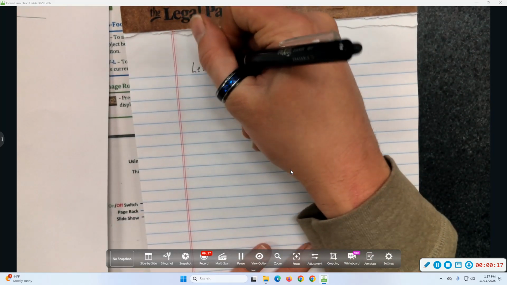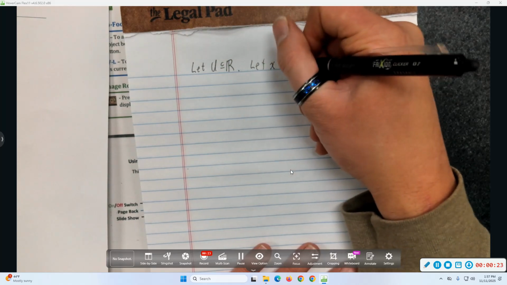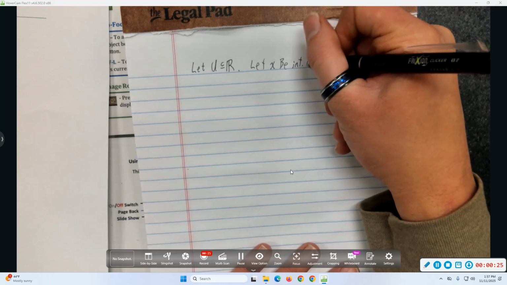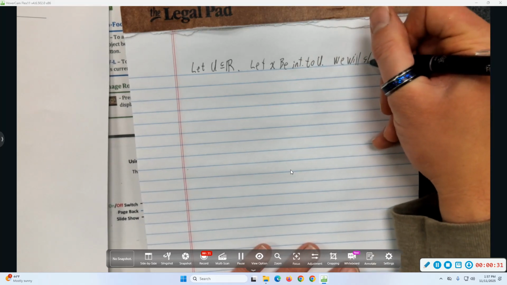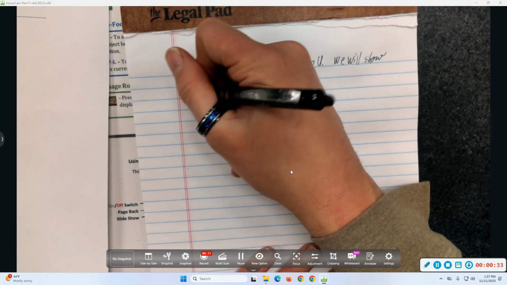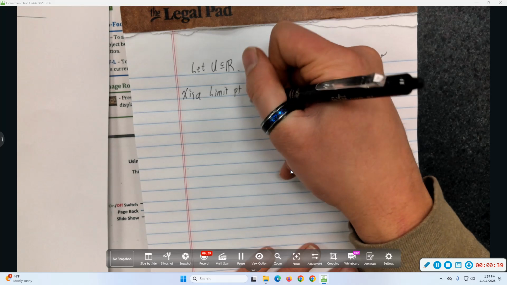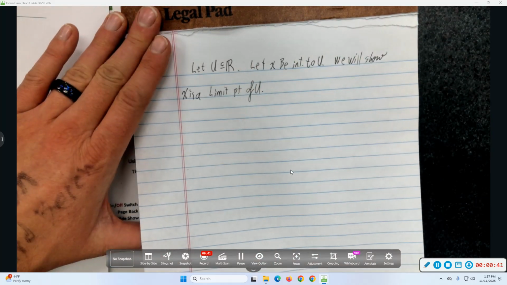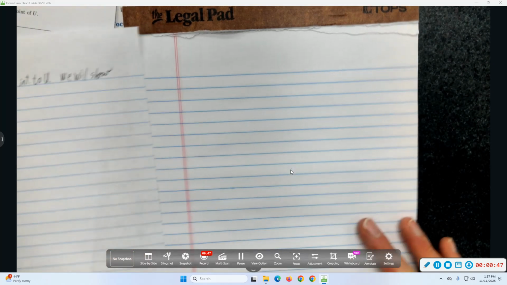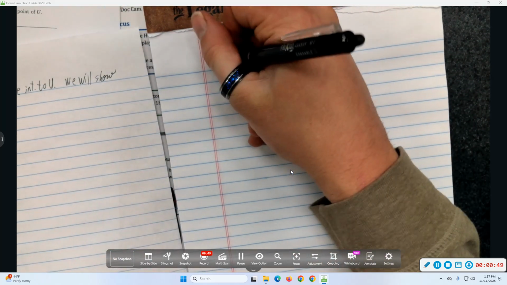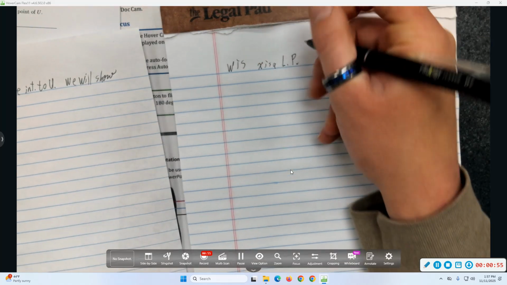Let U be a subset of the real line. Let X be interior to U. We will show X is a limit point of U. All right. And we'll start writing things in the proof down soon, but let's think about what we want to show. So we want to show X is a limit point.